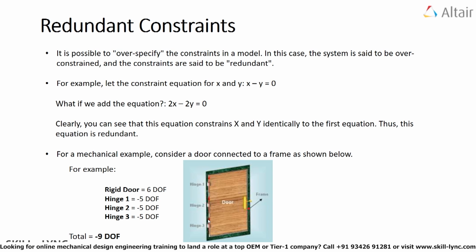So if we consider that a door is fixed to the frame with the help of these 3 hinge joints, allowing the door to open and close, the total degree of freedom of this system will be 6, which is basically the degree of freedom of this rigid door, minus 5, and minus 5, and minus 5, which will give you a total of minus 9 degrees of freedom. Hence, when the degree of freedom becomes negative, the system is said to contain redundant constraints.